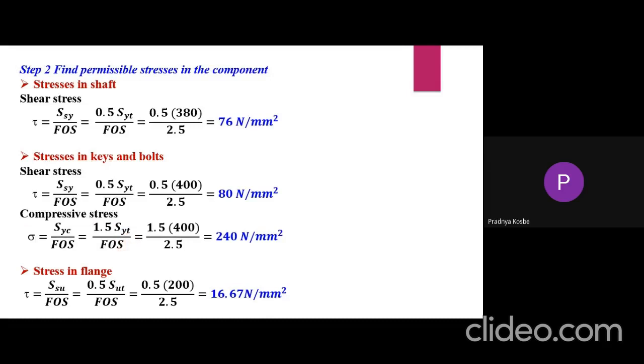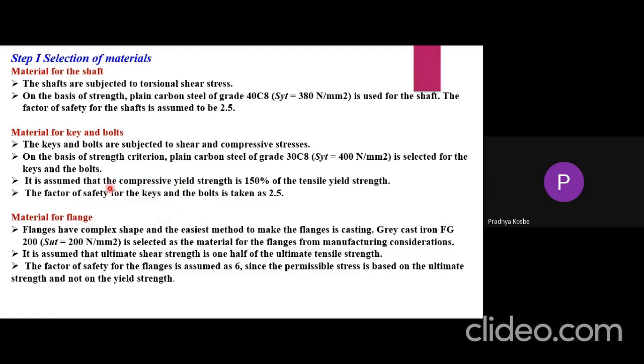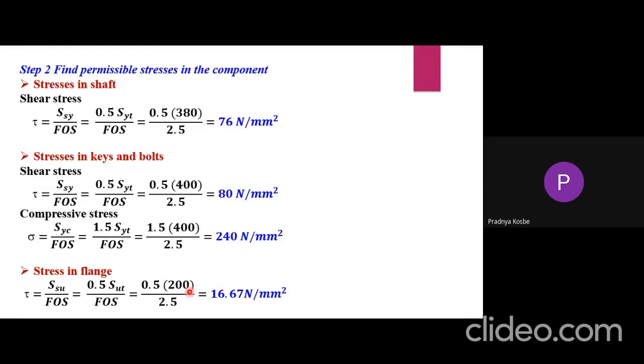because here it is assumed that the compressive yield strength is 150% of the tensile yield strength. So here it is 1.5 SYT divided by factor of safety. Put the values. Here we will get permissible compressive stress as 240 Newton per mm square.